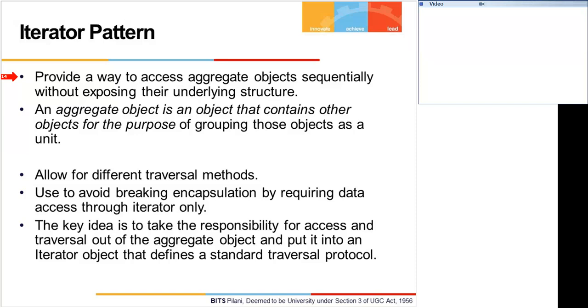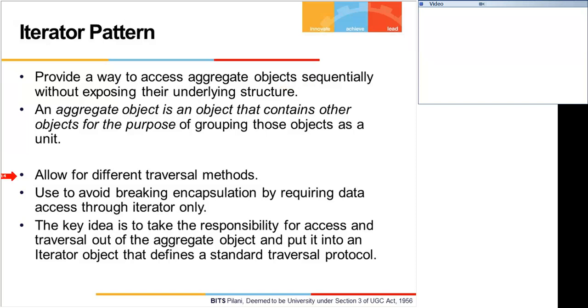And what does the iterator pattern do? The iterator pattern aims to provide a way to access aggregate objects sequentially. It's important that it provides a way to access these objects sequentially without exposing their underlying structure, right?